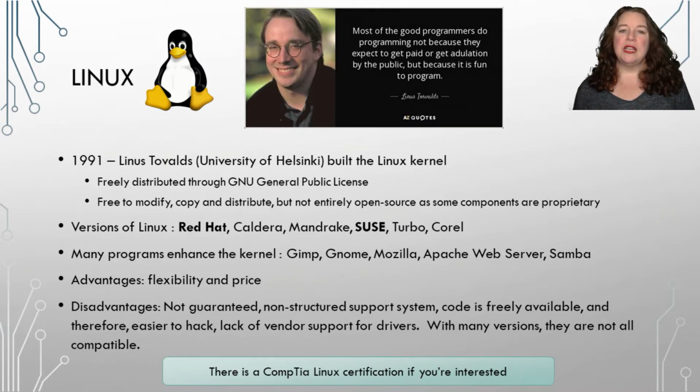We also have programs that also use the GNU General Public License that are designed to enhance the kernel. So the kernel exists, and then there are these modules that go around it. Some of those could be GIMP, which is a photo editing or design tool, kind of like Photoshop. GNOME, or Genome, depending on how you want to pronounce it. Mozilla makes Firefox. Apache web server, which is freely distributed with Linux machines. And Samba, which is a way to transfer files between different communities or different computers.